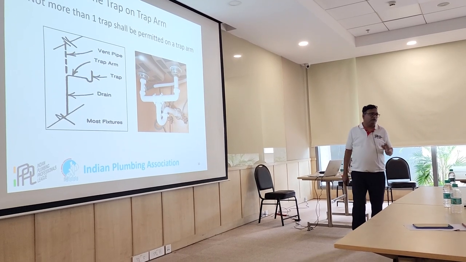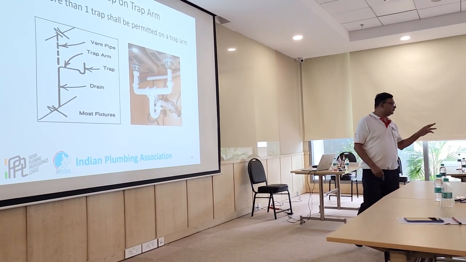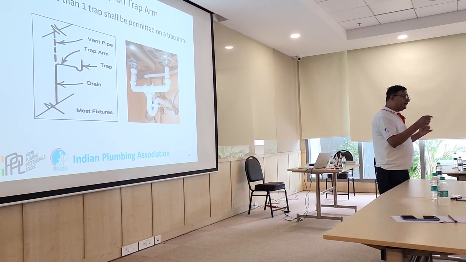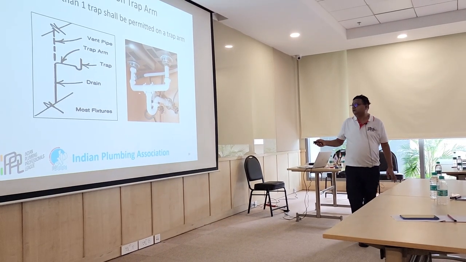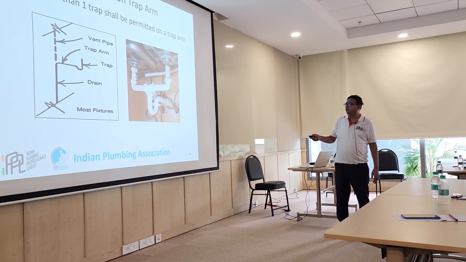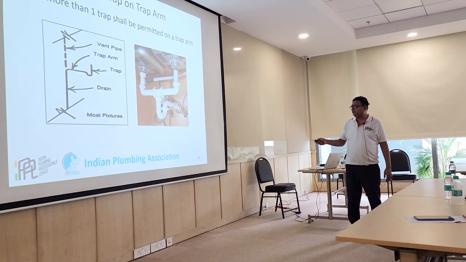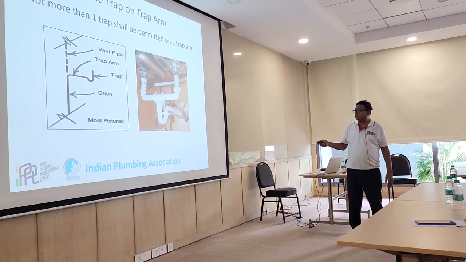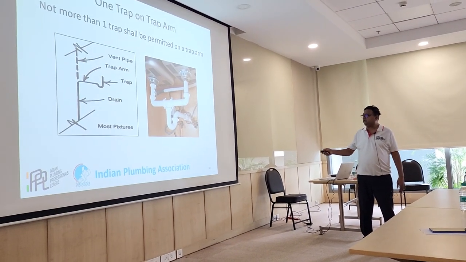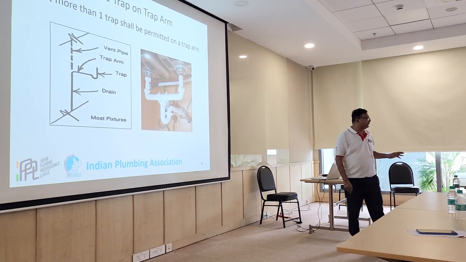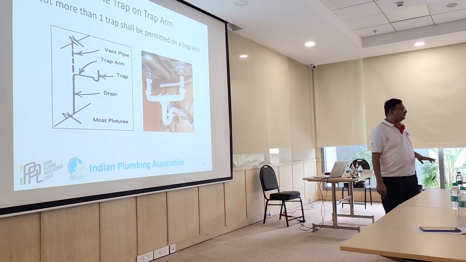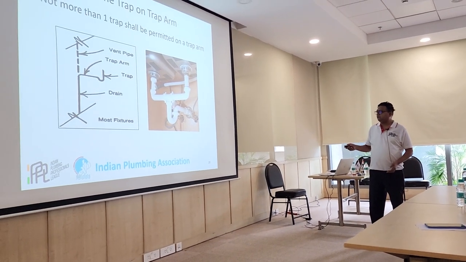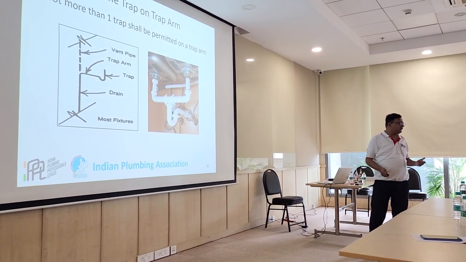One trap on one arm. As we discussed, there should not be trap after trap. Okay? So there is a second thing. If this is one outlet, you are providing a trap connecting here. This is the second outlet from the sink, and you are connecting a trap separately and connecting to the same outlet, which is an incorrect way to do it. What is the correct way? The same is correct: you combine it, give a trap. That is the right way to do it.